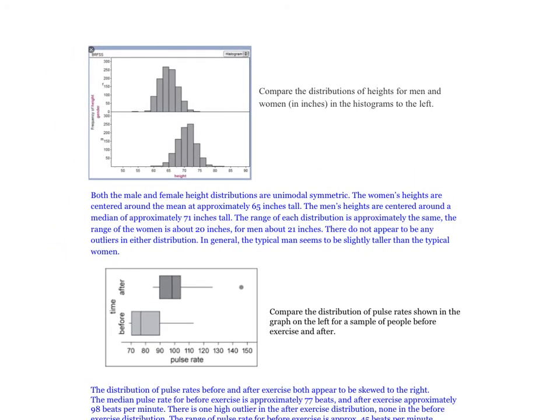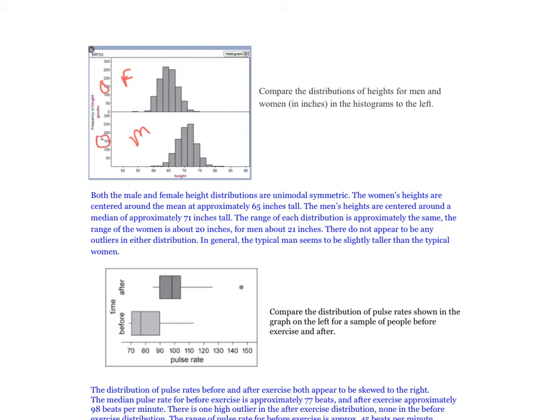And then this is the typical AP exam question, where they'll give you two graphs and say, compare the distributions of heights for men and women in inches in the histograms to the left. Now, this is the female graph, and you can see there's a little F right there, and then this is the male graph, and you can see a little M right there. Hard to see because they're small, okay?